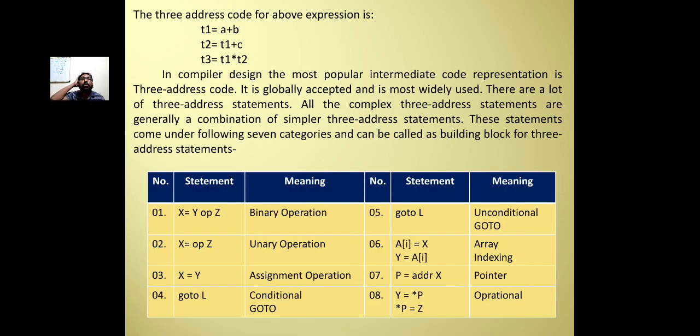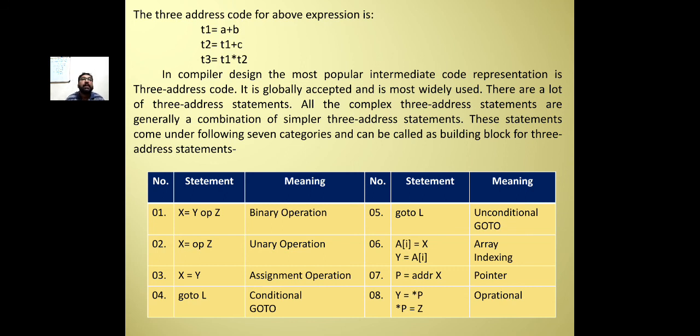The three address code for the above expression is T1 equals A plus B, T2 equals T1 plus C, and T3 equals T1 into T2. In compiler design, the most popular intermediate code representation is the three address code. It is globally accepted and is most widely used.